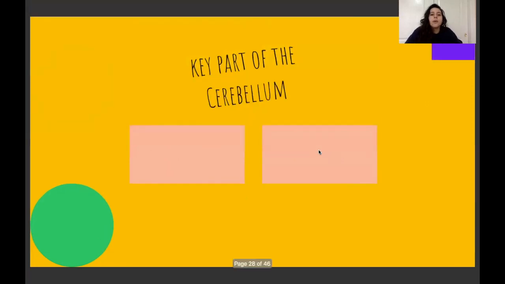Okay, key parts of the cerebellum. There are no key parts that we've learned, I believe. If I'm wrong, please put it down in the comments. According to the psychology teacher I was telling you about, the way he helped us memorize it is, imagine there's a bell on top of your head and you're trying to balance, right? So the cerebellum has to do with balance, movement, etc.